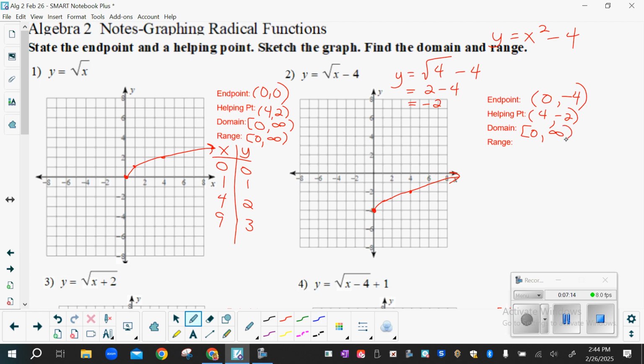And then my range on this one, this group. Yeah, negative 4 to infinity. So here's the bottom point and it goes up. Negative 4, comma, infinity. Questions on that? So it's always going to be half of a parabola. Yes. The square root. Yep.